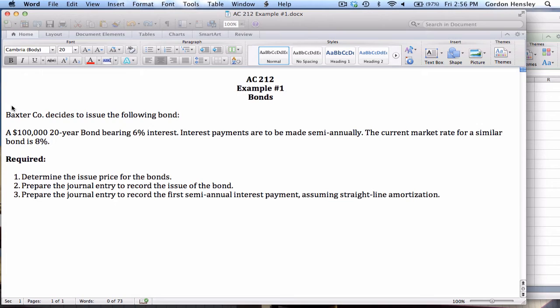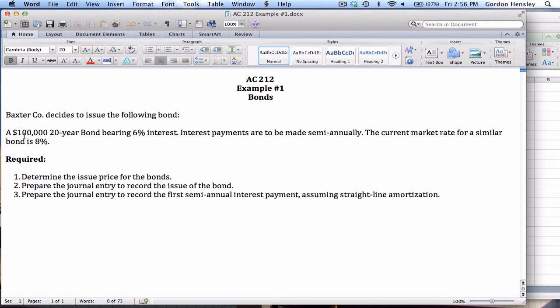Now, you have to be careful with these interest rates. Notice that there are two different rates. It says that the bond bears 6% interest, but that the market rate is 8%. See, the way that works is, this is the contract rate, this is the market rate. The contract rate is going to help me determine the amount of interest payment, but the market rate is going to help me determine the present value. So it's important to know when to use these rates.